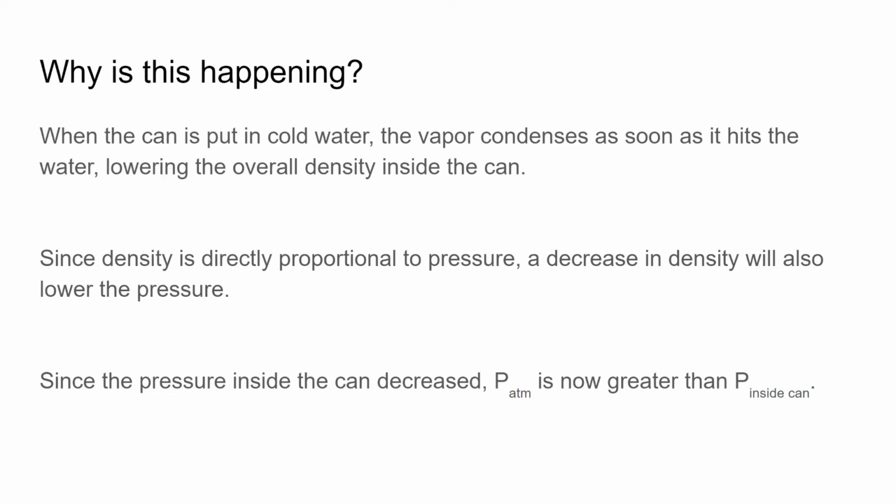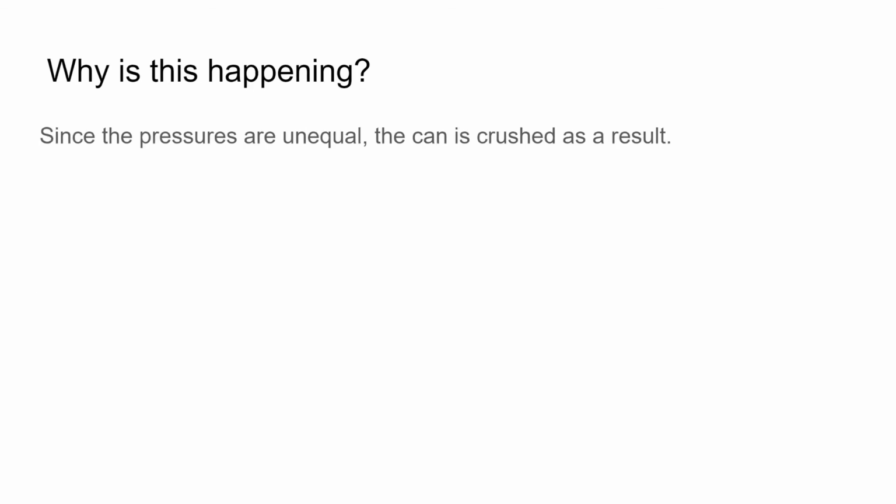Knowing that the overall pressure inside the can decreased, it means that P inside 2 will be less than P inside 1. And if we plug our equations back together, we would find that after cooling the can with cold water, we get the following: P water 2 plus P water vapor 2 would be less than the atmospheric pressure. And this means that the pressure inside the can will be less than the pressure outside. This imbalance in pressure caused the can to be imploded/crushed.